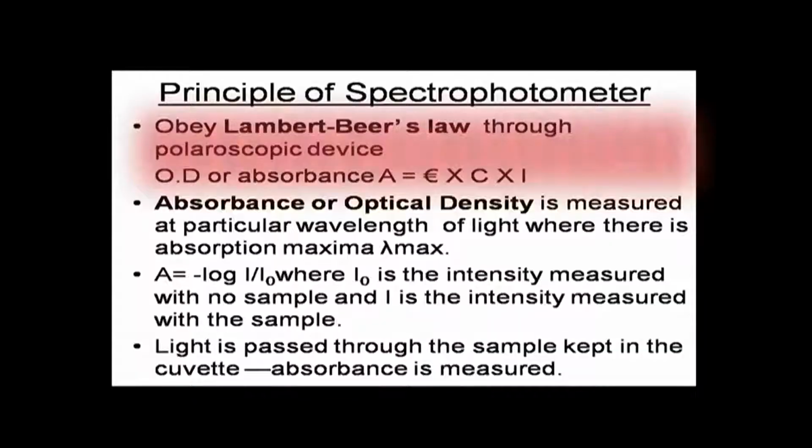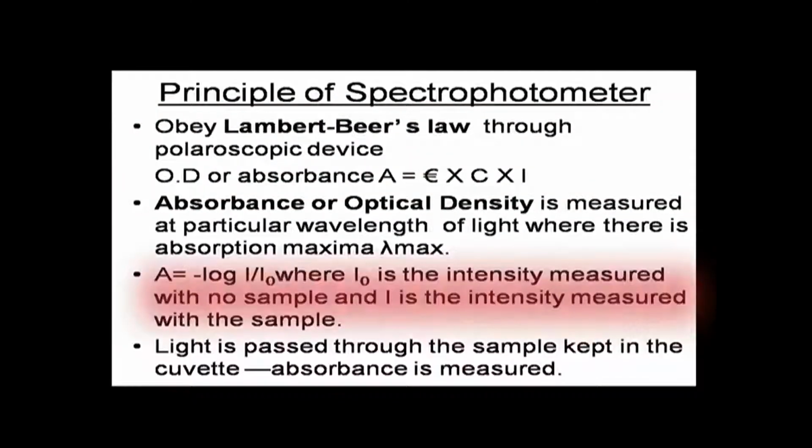In this way, we can measure the intensity of the absorption. So, absorbance A is equal to minus log I by I0. I is the intensity of light when the sample is present, and I0 is when no sample is present. In this way, we can measure the optical density of any solution at any particular wavelength.